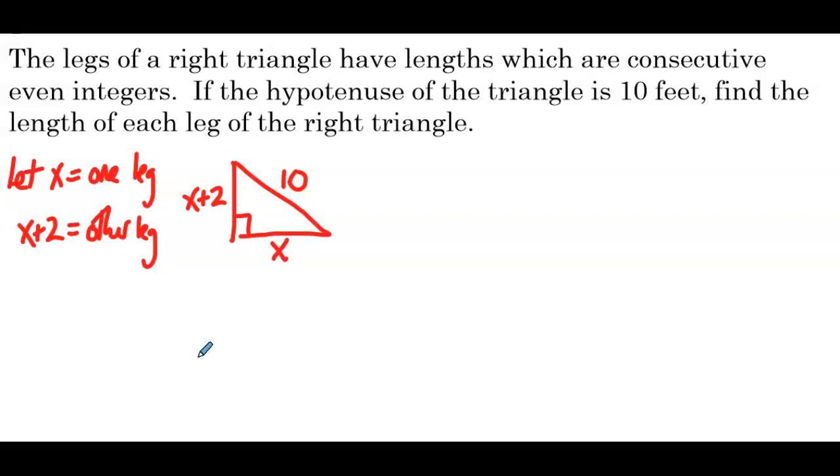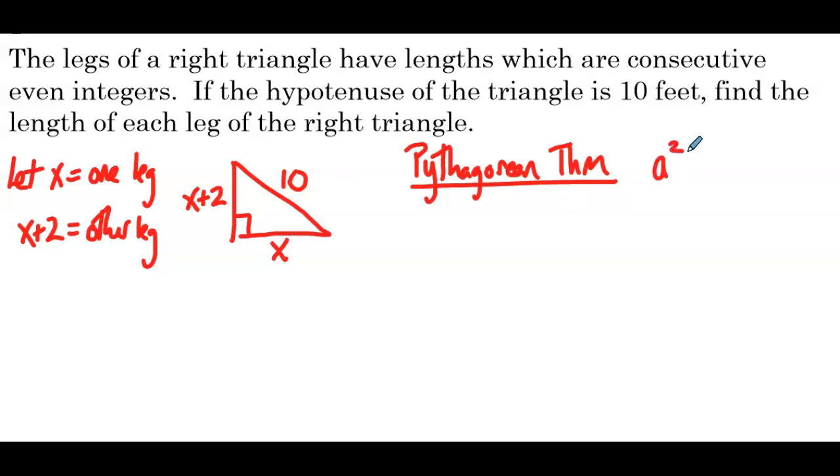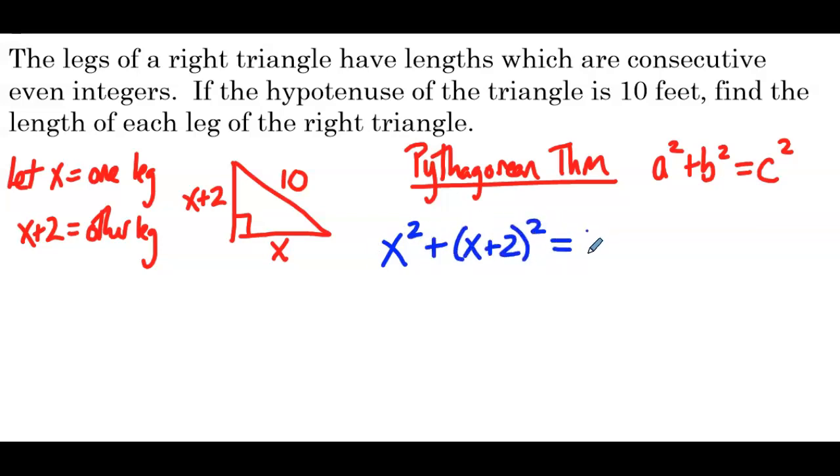Well, if we think back, the Pythagorean theorem states that in a right triangle, a squared plus b squared equals c squared, where c is the hypotenuse. Well, that's perfect. We have an a, we have a b, and we have a c. So that's going to be how we're going to define our equation. So we have x squared plus (x plus 2) squared equals 10 squared.